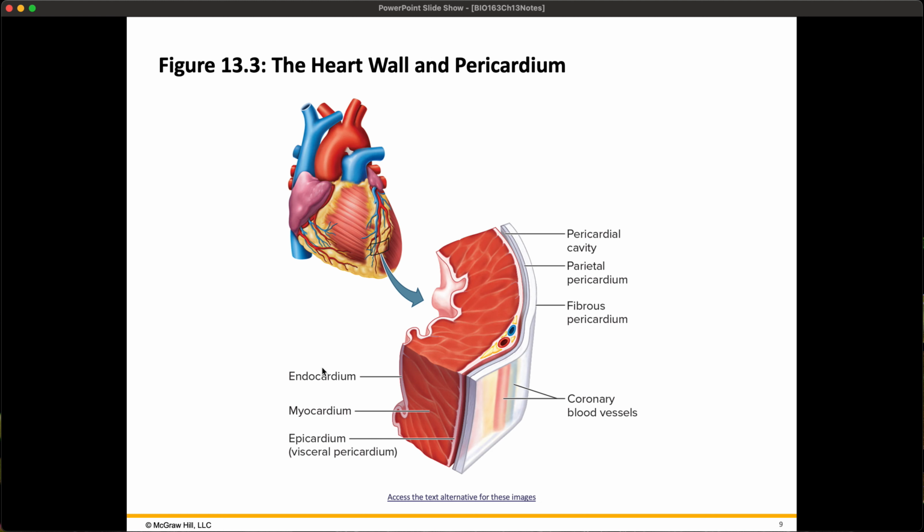Here's a depiction of the heart wall. You can see they kind of took this section. There's that fibrous pericardium, nice and thick around it. And then as you start to go deeper, you have the parietal pericardium, the pericardial space, the pericardial cavity, and then you get into the three heart wall layers itself. The epicardium, that thin pink layer, the myocardium, and then the endocardium, this other thin pink layer.